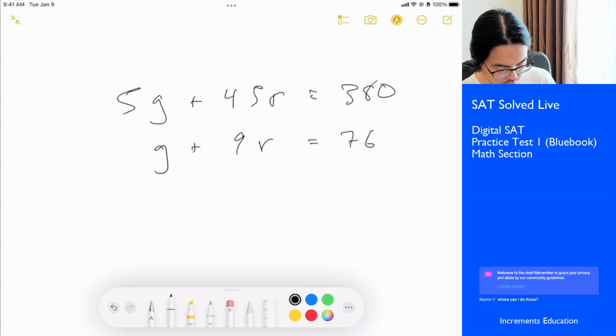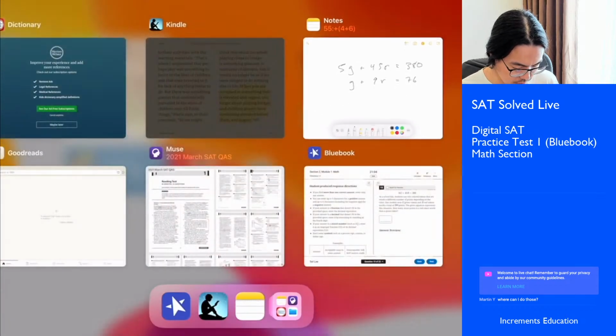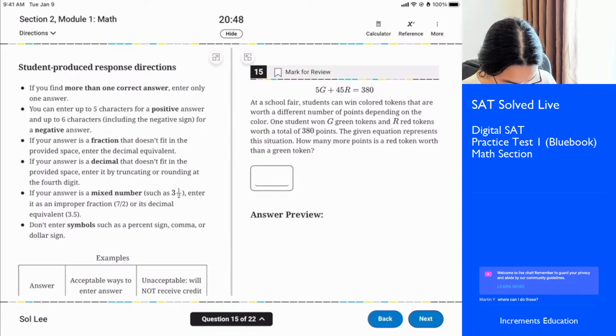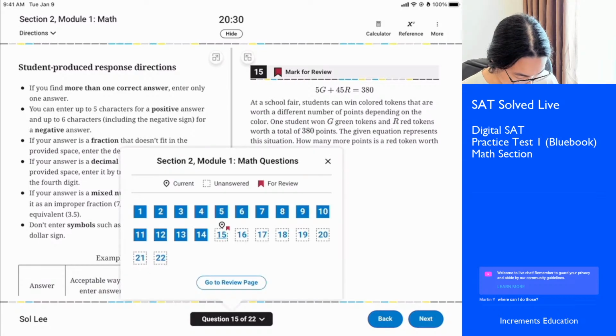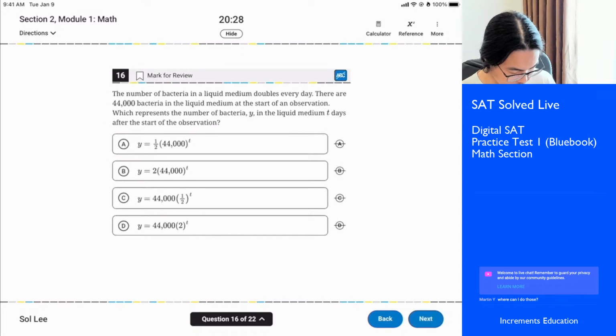If R were worth 1 point, then G would be worth 65 points. Wait, what? Is there something I'm missing right now? How many more points is a red token worth than a green token? Am I missing something right now? My brain's not working. Okay, I'm gonna come back.